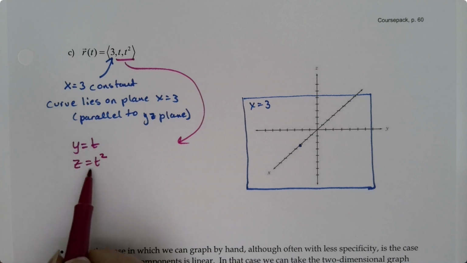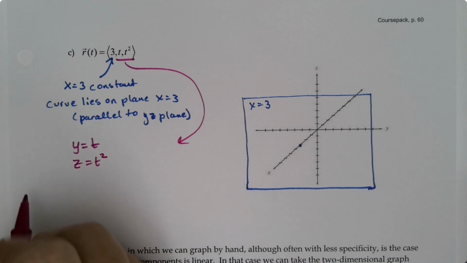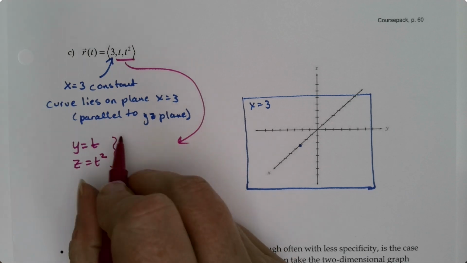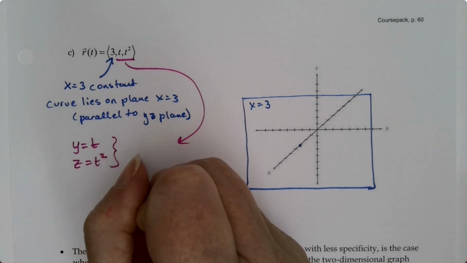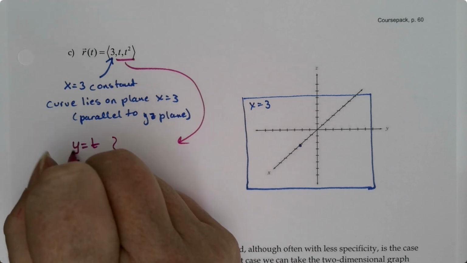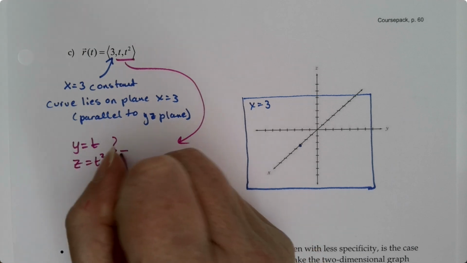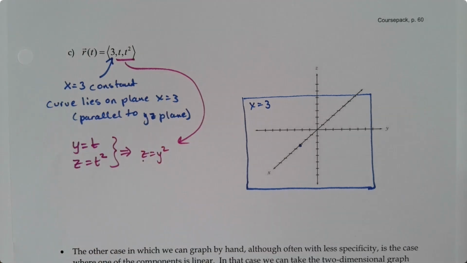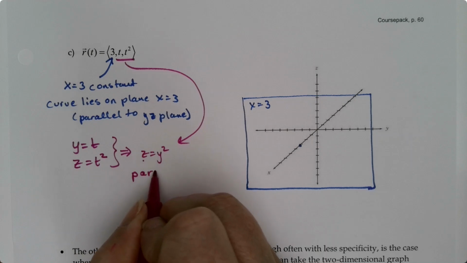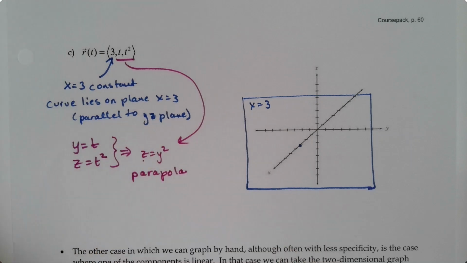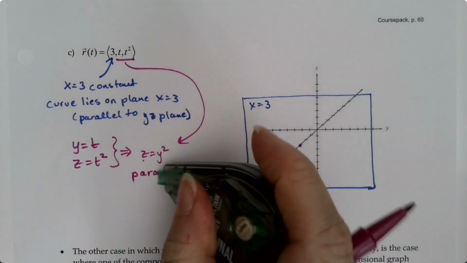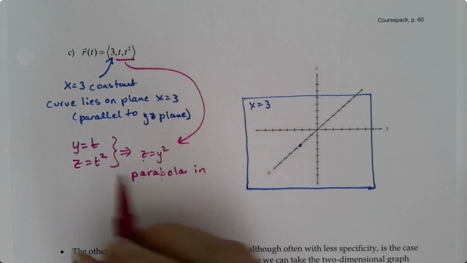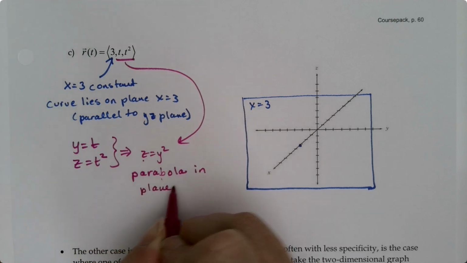So what would that be? Let's just put that together in a little bit in your head. I mean, I can graph it in Desmos if I need to, but just think about this for a second. If z is t squared and that's y, then doesn't that mean that z would be equal to y squared? That's a parabola. That's a parabola in the plane x equals 3.